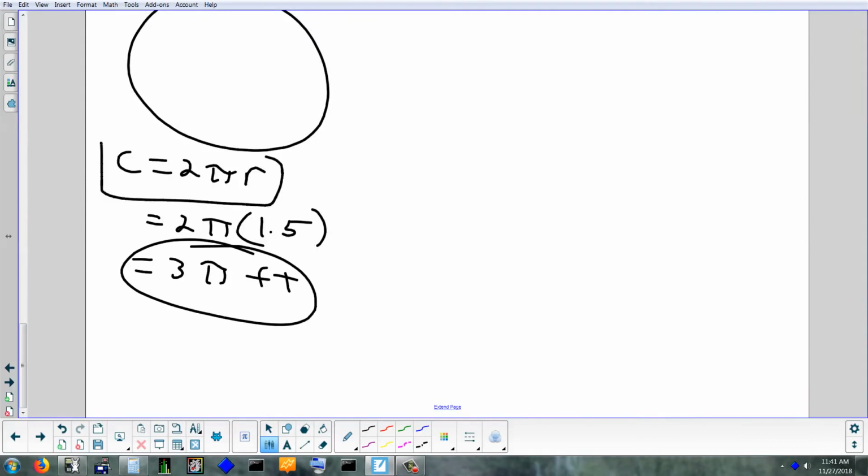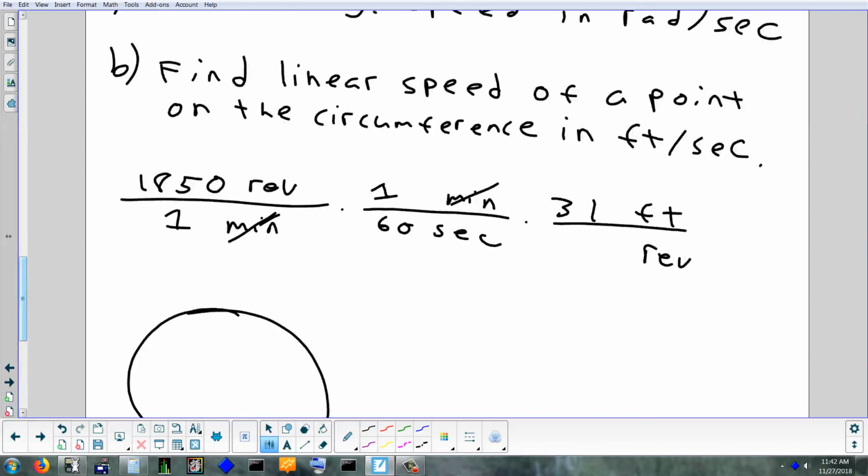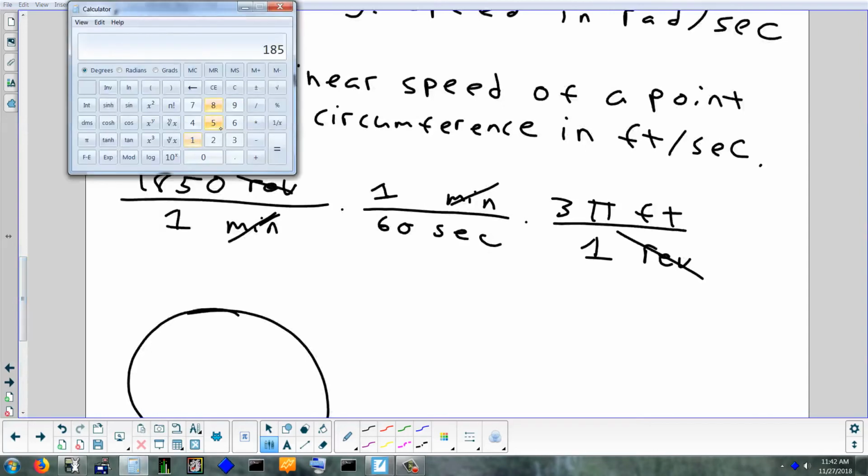So this is always the formula you use to jump the gap between angular and linear. You have to find the length of the circumference. So 3 pi feet in 1 revolution. Okay, so revolutions cancels. And now we can multiply it out and see what we got. So we've got 1850 times 3 times pi. If I had my graphing calculator, I could type it all in at once, but this one I can't. And then divide by 60. So that's 290.6 feet per second.